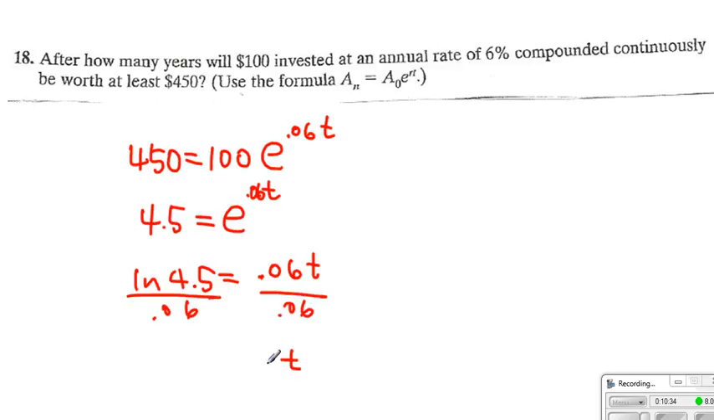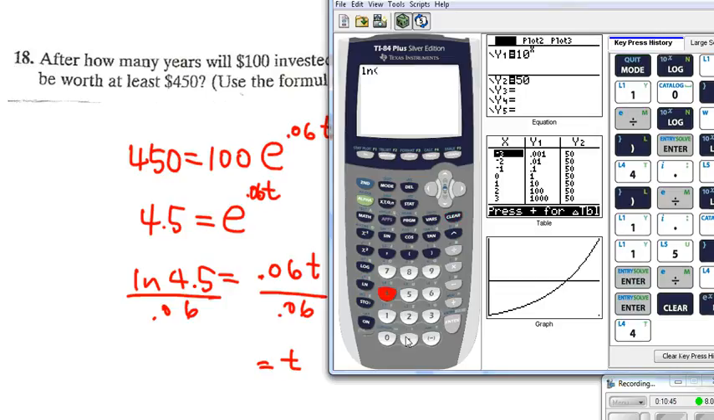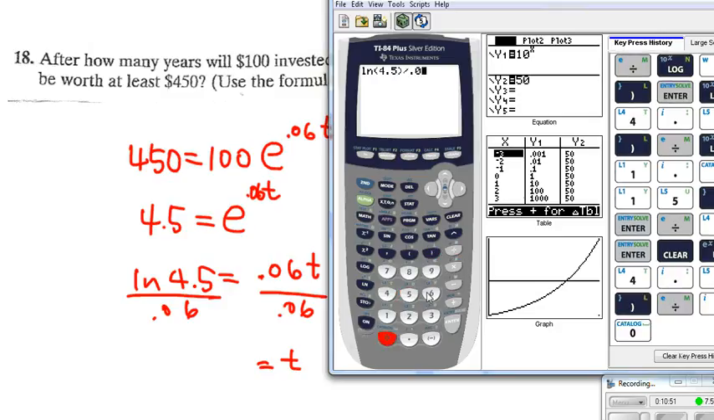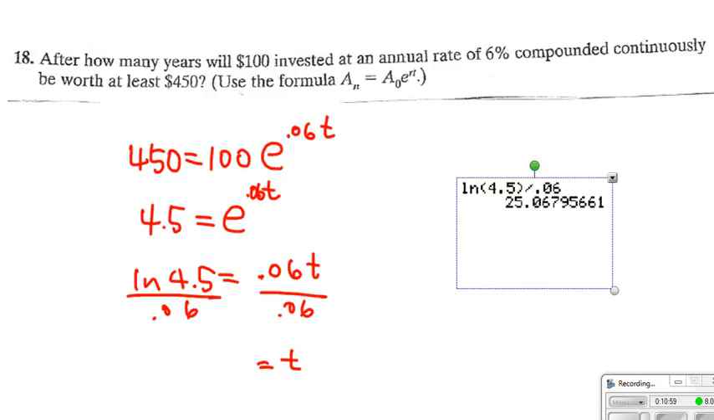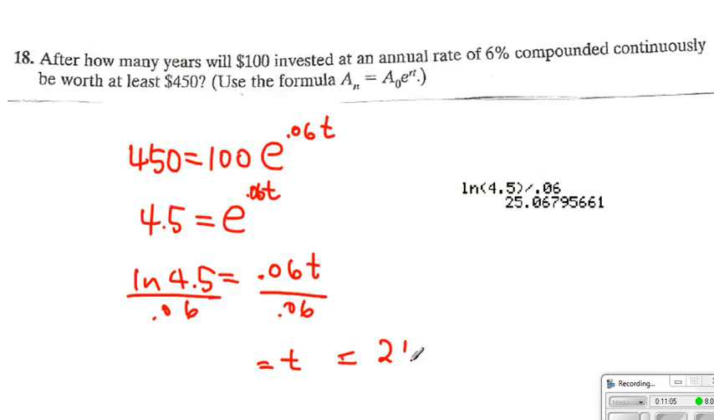By dividing it by 0.06, t becomes, let's try to use the calculator, ln, which is right over here, 4.5 divided by 0.06. Okay, so then in this case, we'll end up getting this answer. If you had to round it to the nearest hundredth, then t will be equal to 25.07 years.